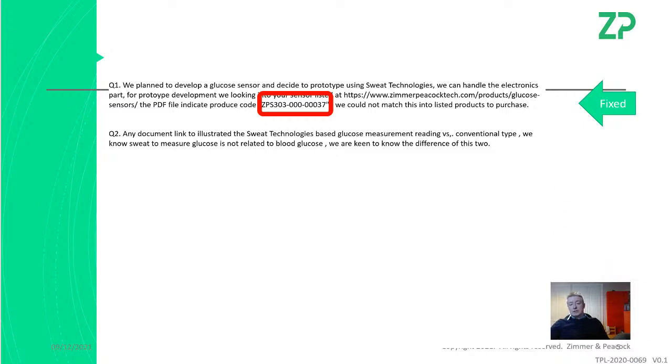Now the next one is a little trickier. Any documents that we have that link sweat glucose to blood glucose, and that is if anyone's going to develop a sweat glucose sensor, their biggest risk is it the engineering? No. Is it the sensor? No. Is it the clinical risk? And by clinical risk, is there actually a strong correlation between sweat glucose and blood glucose? And the answer is, I don't think anyone really knows, to be honest with you.